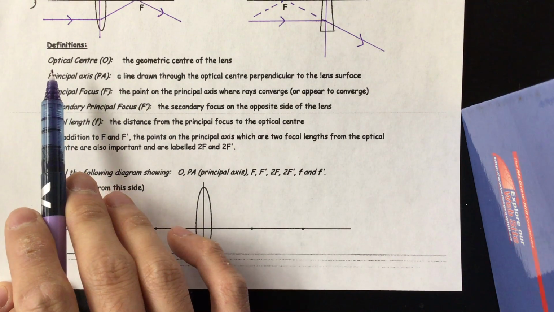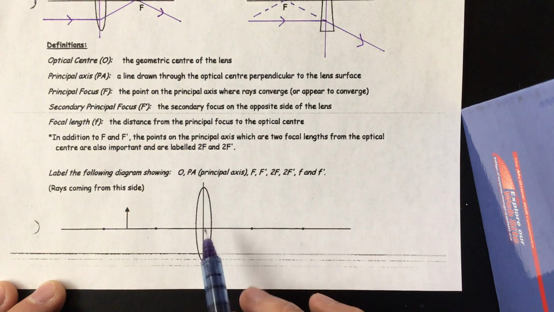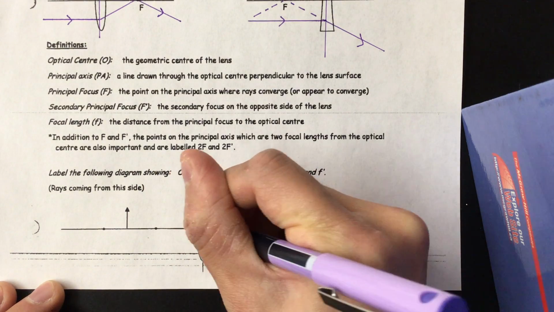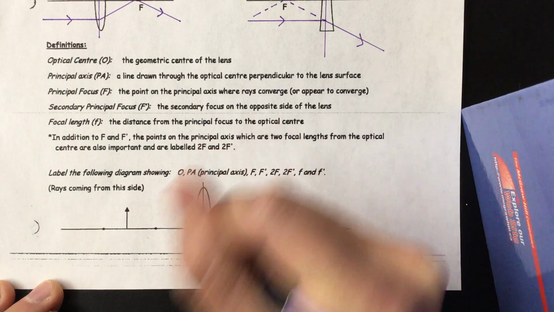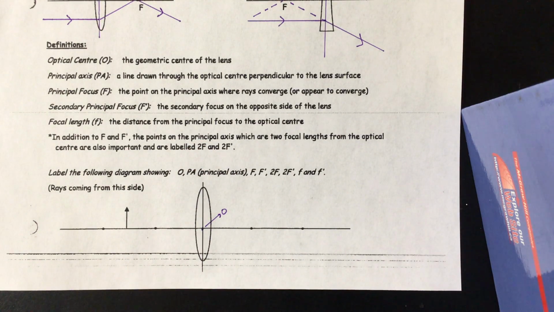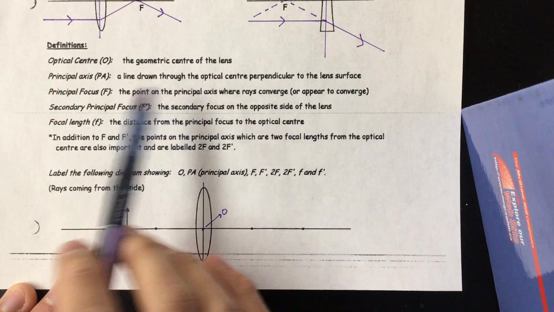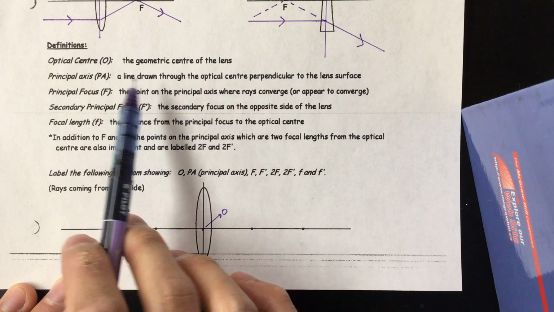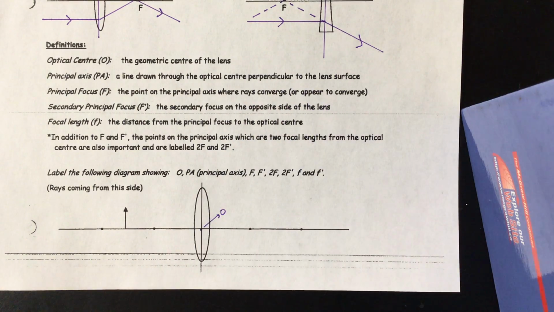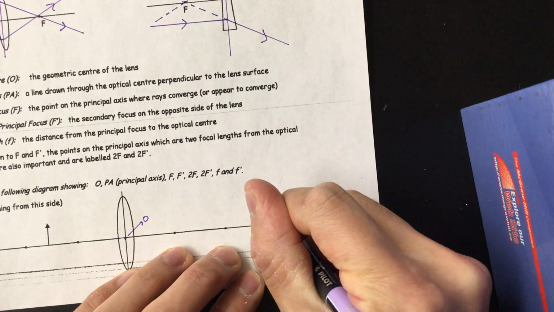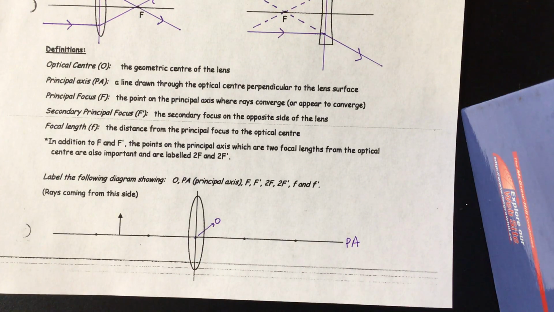So let's start with the word optical center, which is O, the geometric center of the lens. So where you'll find that is right here in the middle. It's like your graph origin. So I'm going to label this as the optical center. The principal axis is your horizontal axis. So a line drawn through the center perpendicular to your lens surface. This is a very complicated definition, but your principal axis is the horizontal axis. Again, which we've looked at before.